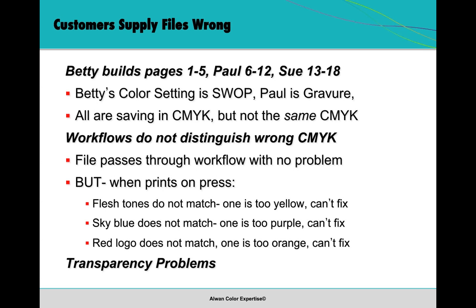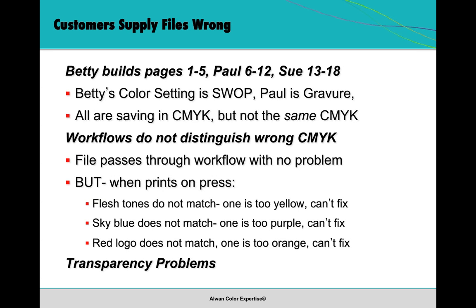Typical scenario, ABC Creative builds a document for their customer. Betty made pages 1 through 5, Paul made 6 through 12, and Sue made 13 through 18. Now, it's all put into one PDF, but each person's color settings when they were working on their images and on their vector elements were set differently. They're all in CMYK, but they're all in different CMYK color spaces.